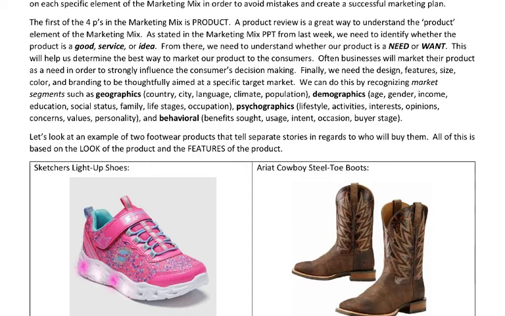Psychographics is the next one, right, which includes lifestyle, the activities that someone may be interested in, right? Could be sports, right? Interests, opinions, concerns, values, personality, right? All of these are part of the psychographics of an individual. And then the final segment is behavioral, right? What are the benefits that are sought out of the product, right, from the consumer? The usage of it, the intent, occasion that you'll use it, buyer stage, right?